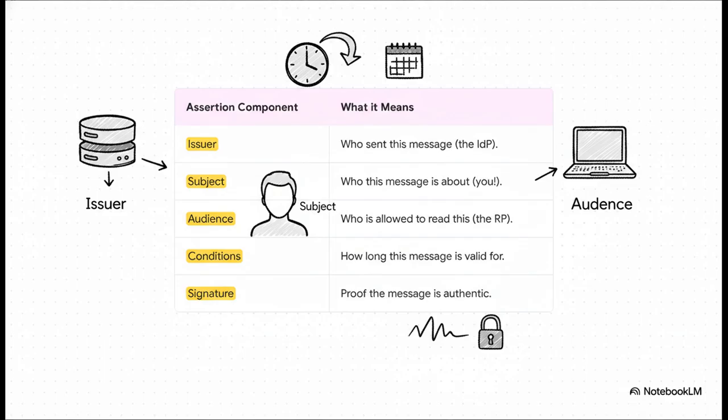So what's actually packed inside one of these digital assertions? It's not just a simple yes or no. It's a really structured little package of data. The issuer is just the IdP, like Google saying, I sent this. The subject? Well, that's you. The audience is the specific website that's allowed to read it. The conditions set a super short expiration date on it, and the digital signature is the cryptographic proof that the whole thing is authentic and hasn't been messed with.